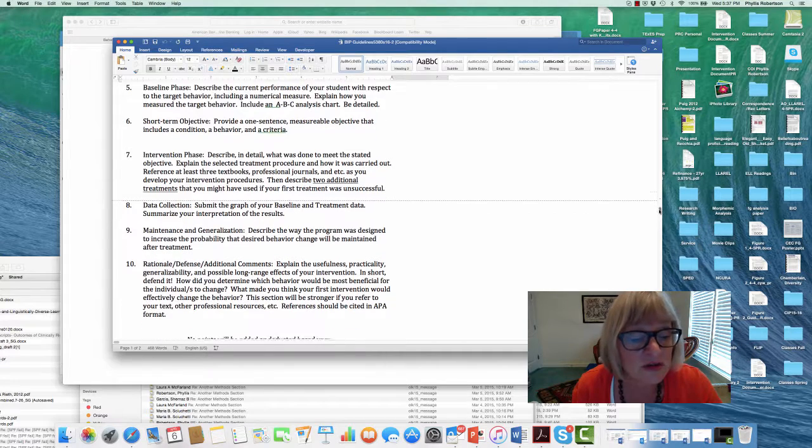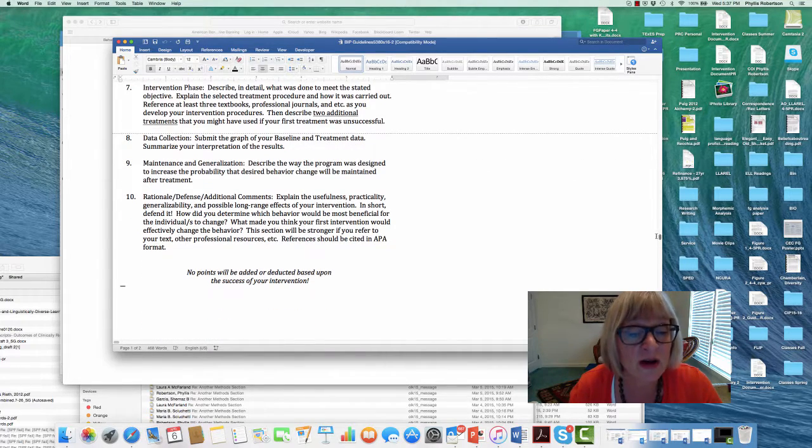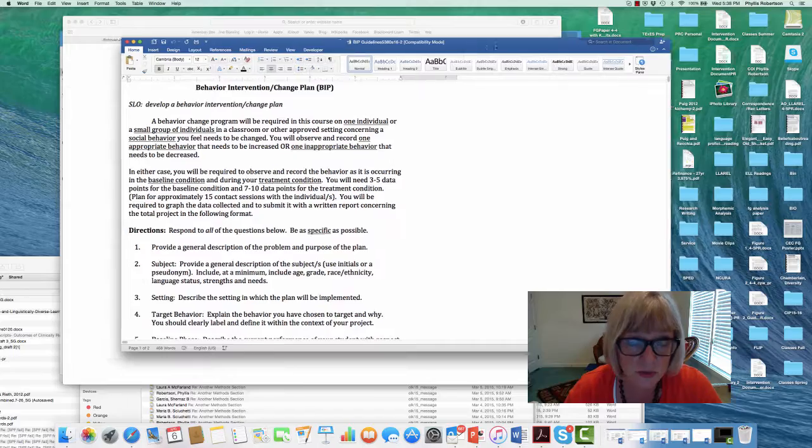For item 10, you need to defend your project, explain why it was useful, practical, generalizable, and why you think it has the potential for having a long-range impact on the individual that you're using it with. You need to defend it. And there are some questions there that should help you in doing that, but this is your opportunity to really provide your rationale for the project that you implemented. All of your work should be done in APA format. This again is another one of those opportunities to practice your professional writing.